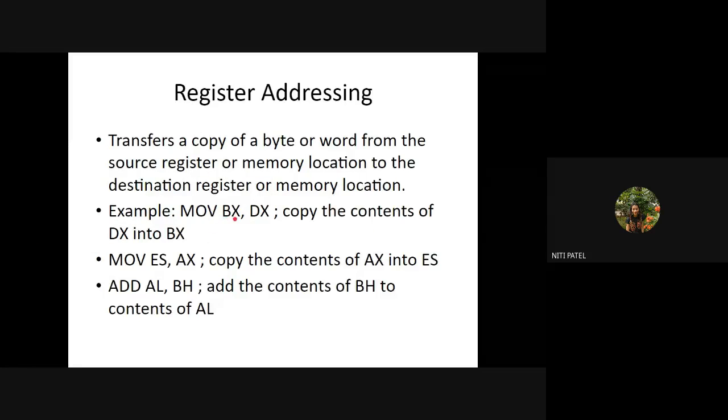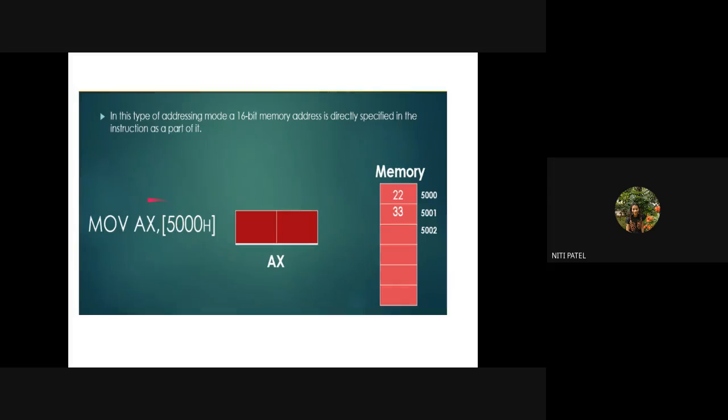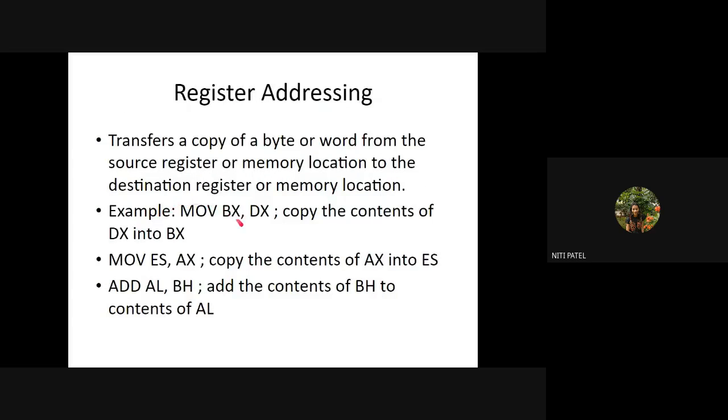MOV BX, DX. Am I using data over here? No. So it cannot be an immediate addressing. Am I using one memory location and one register? No. If it is one address and one register, it is direct. I am using 2 registers. Therefore, it is called register addressing, where one of them is source and another is destination. Which is the source? DX is the source. We read it ulta. In assembly language we have to read it ulta, from the end. So this becomes the source and this becomes your destination. So DX is your source, BX is your destination.